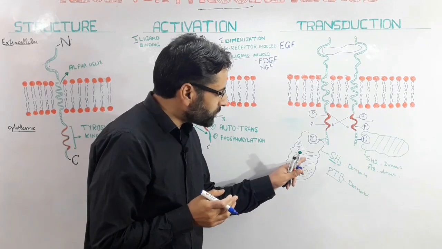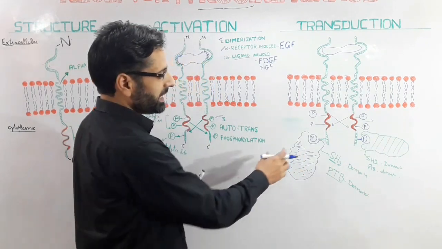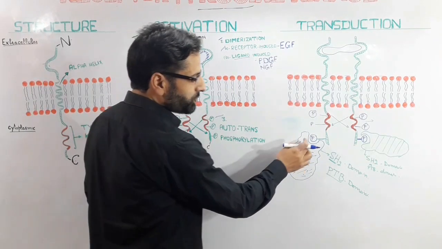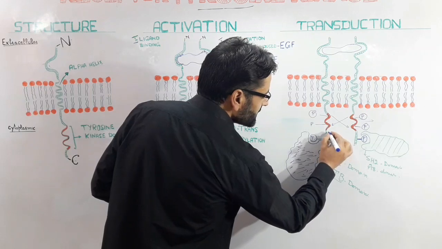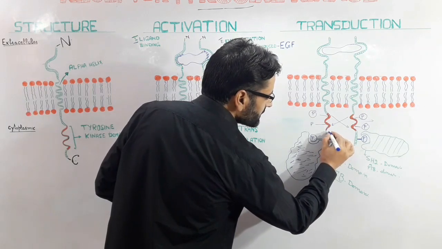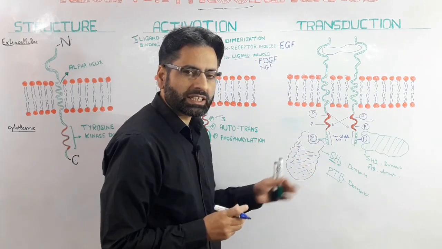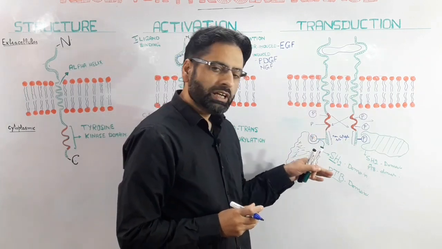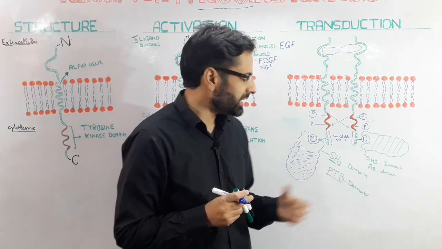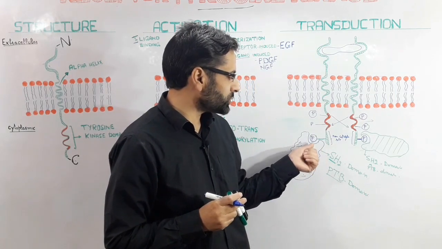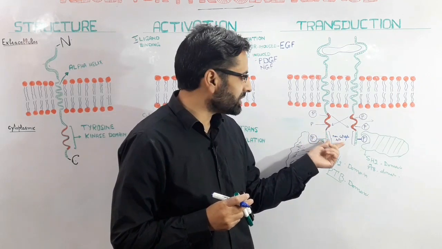In the cytoplasm, we have some specific proteins. These proteins have specific binding sites for these phosphotyrosine amino acids which are present in this non-catalytic site. From here, these proteins will transfer this signal from these receptors to the downstream target proteins. These proteins have binding sites specifically for these phosphotyrosine amino acids present in the non-catalytic side of this receptor.